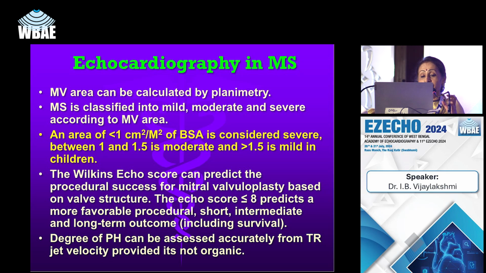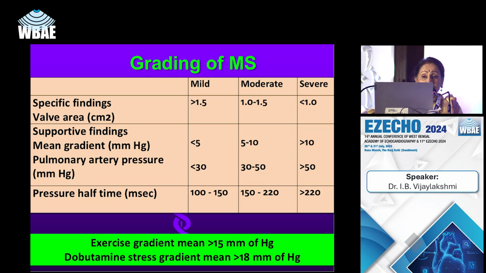And the degree of pulmonary hypertension also is very important, and that can be done with the TR, provided the TR is not an organic one. So gradient, you all know, mild, moderate, severe, depending on the valve area and the gradient and also pressure half time. Instead of sticking to one, you have to go for multiple parameters and take the average. An exercise gradient of more than 15 millimeters of mercury, or a dobutamine test gradient of more than 18, is very significant, and they require the intervention.